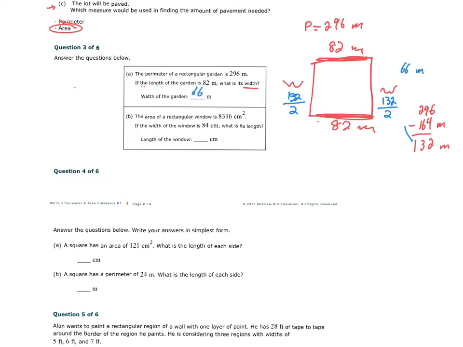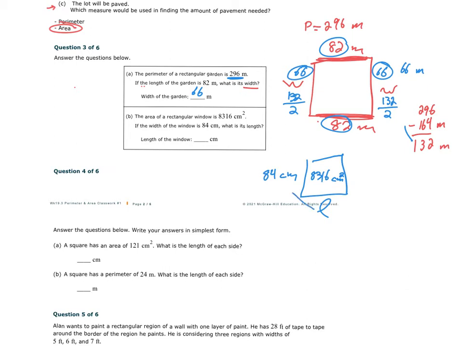Okay, so let's make sure our answer makes sense. We have 66 plus 66 plus 82 plus 82. That should add up to 296. Makes sense. Okay, part B. The area of a rectangular window is 8,316 square centimeters. So that's the inside. So I should write that inside with the label. That's my area. I like to write the area inside the rectangle, or if I'm doing perimeter, I like writing it on the outside. If the width is 84 centimeters, what's the length?